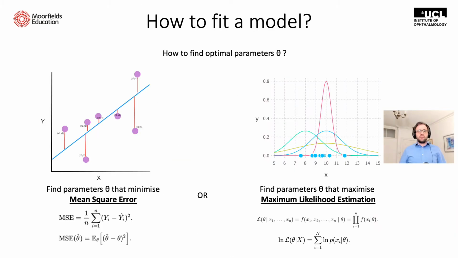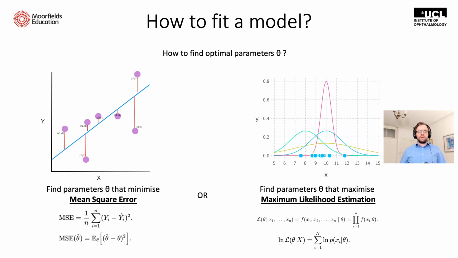So what does it mean to fit a model? It means finding the optimal parameters, theta, that best fit the model. There are two ways of going about finding the optimal parameters theta. We can either use the mean square error approach, where we're trying to minimize the mean square error, or maximum likelihood estimation, where we're trying to maximize the likelihood.